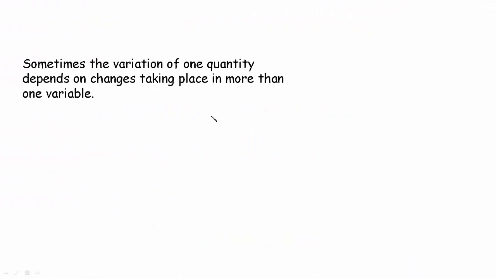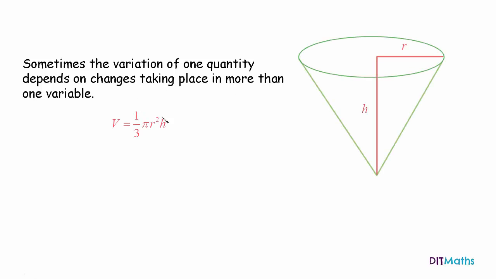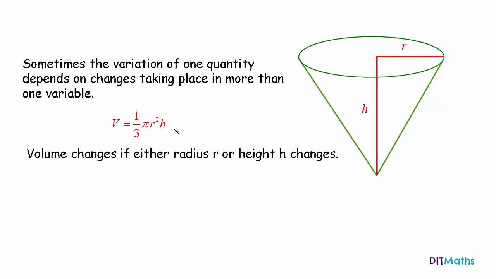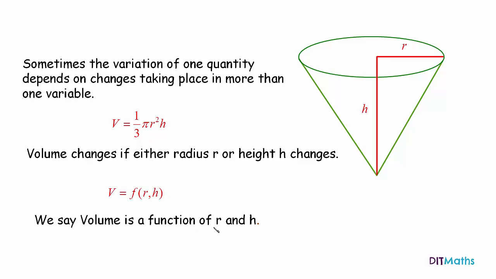Now, sometimes the variation of one quantity depends on changes taking place in more than one variable. For example, imagine we have a cone of radius r and height h. Now, the volume of the cone is given by 1/3 pi r squared h. So, if either r or h changes, the volume will change. So we can say that the volume is a function of r and h.